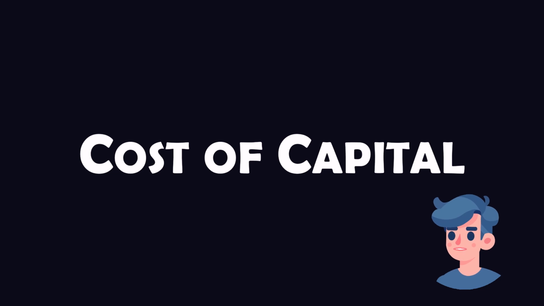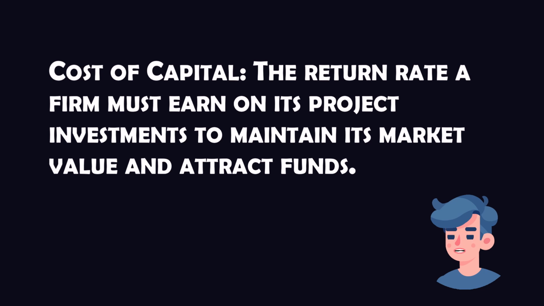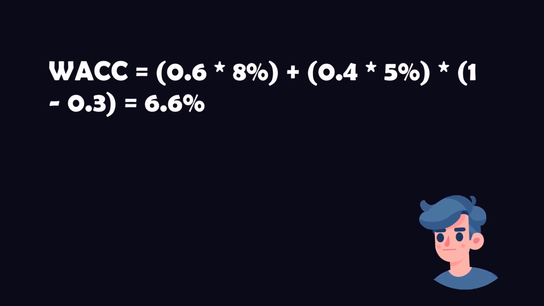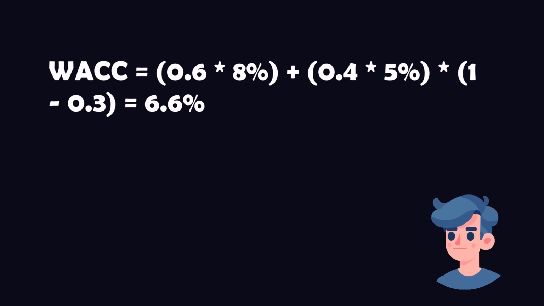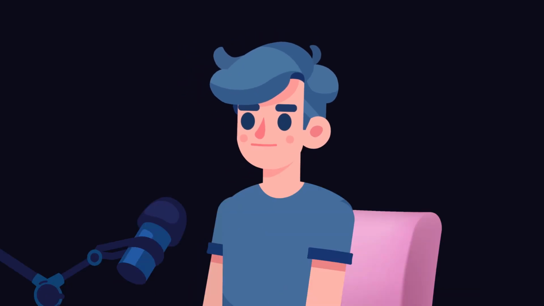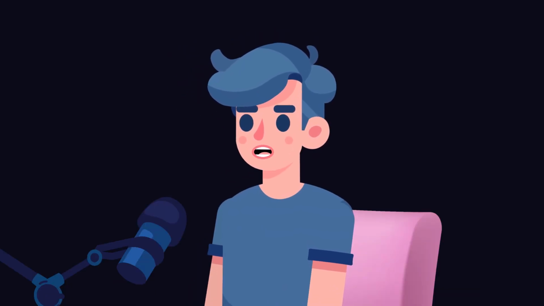Another crucial aspect of managerial finance is cost of capital. Cost of capital refers to the return a company needs to achieve in order to justify the cost of a capital project, such as building a new factory. Key question, what is the company's weighted average cost of capital, WACC? This includes both equity and debt. Suppose we have a company with $600,000 in equity at a cost of 8% and $400,000 in debt at a cost of 5%, with a tax rate of 30%. This means the company's WACC is 6.6%, and it needs to generate a return exceeding this to create value.